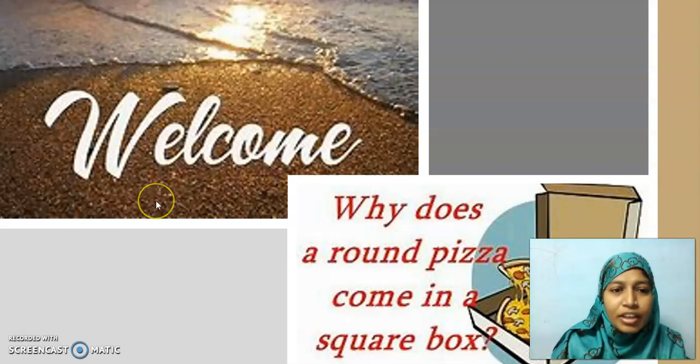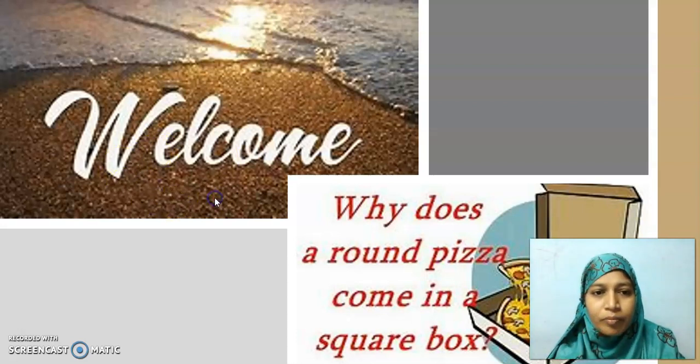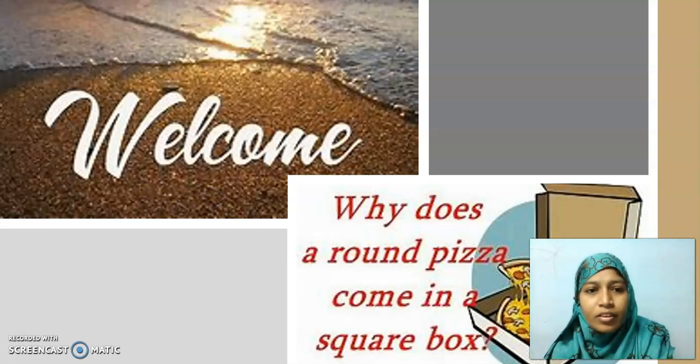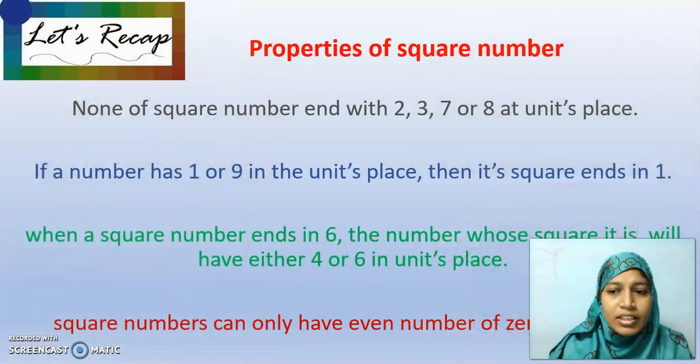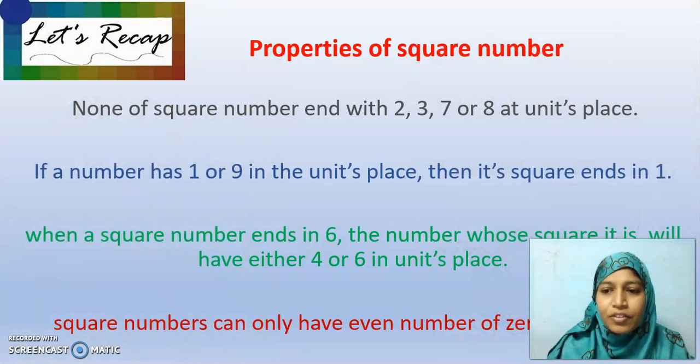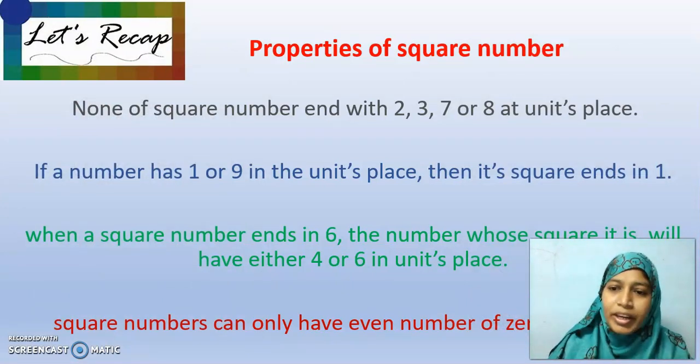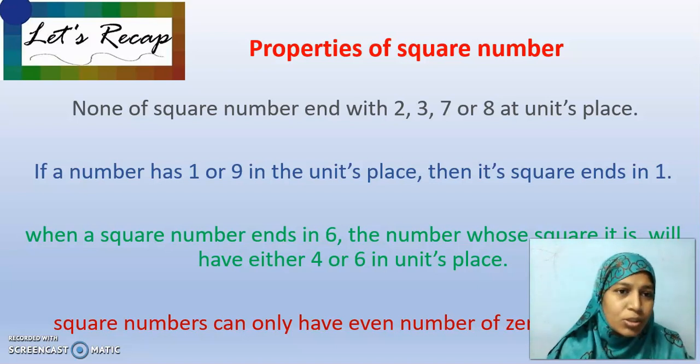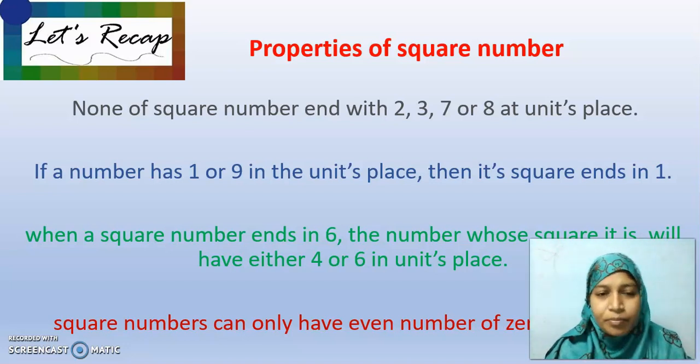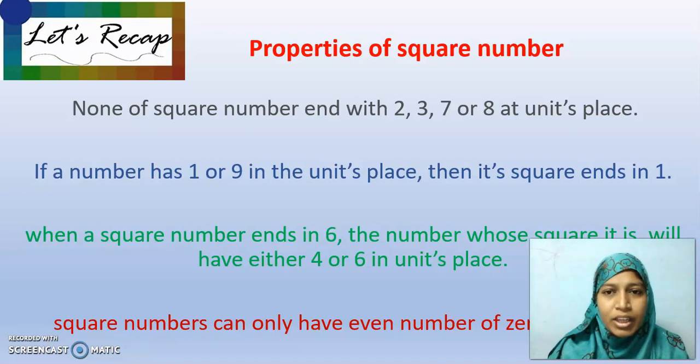Let us have a small recap now. Last time we started with properties of square numbers. You all know how we get a square number, just by multiplying it twice. 2 squared is 4. 3 squared is 9. 7 squared is 49. Multiplying twice we get a square number. And for all those square numbers we saw 5 properties last time. Here it is listed below.